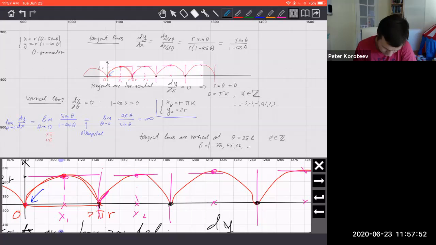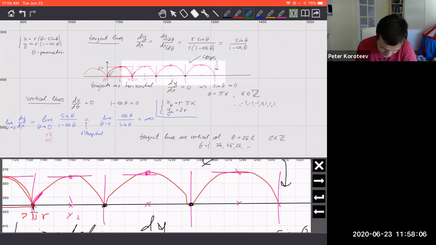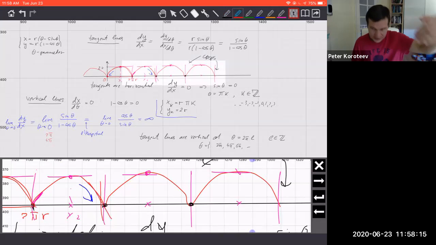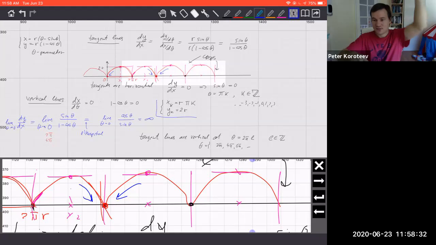Yeah, so these are cusps. Also, an interesting thing is that the sign of the discontinuity changes. As we approach, say here, the tangent line goes down, down, down, and as you approach every cusp from the left, the derivative is equal to negative infinity. And as you approach the cusp from the right, the derivative becomes positive infinity. So at those cusps, the derivative switches from negative infinity to positive infinity.